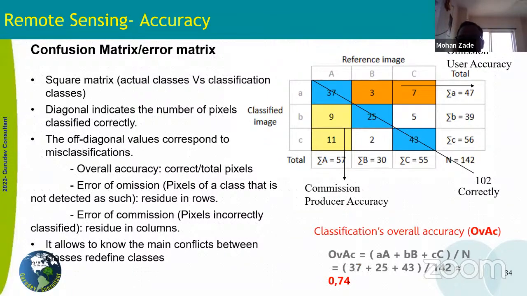So overall accuracy is 0.74, 37 plus 25 plus 43, and total number of samples is 142. So 102 divided by 142 is the overall accuracy of the confusion matrix. This gives how pixels are correctly classified. More than 0.5 is said to be good. More than 0.6 or 0.7 is said to be good.